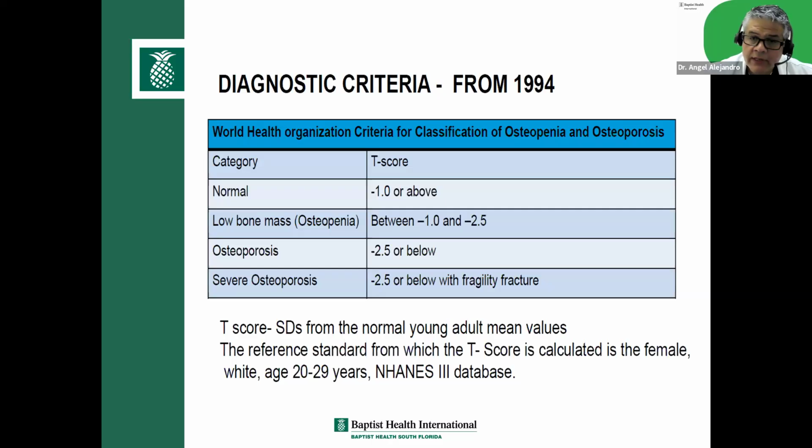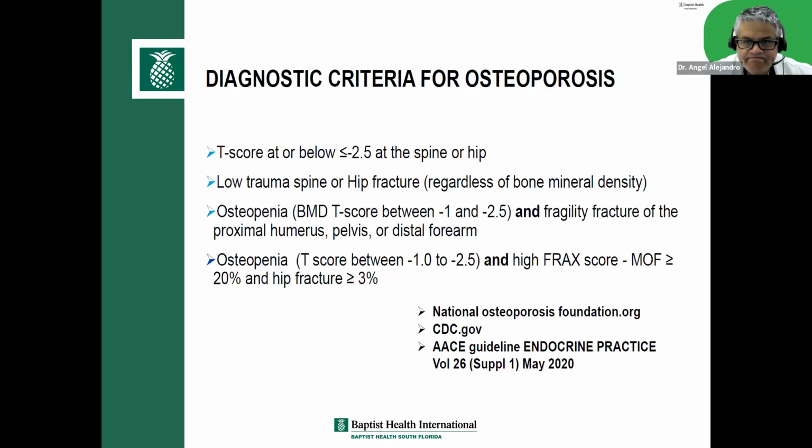These are negative numbers. That 0 is the goal. Less than -2.5 is considered osteoporosis. So as I mentioned on the earlier slide, it's simple. Less than -2.5, you have osteoporosis. But what about those patients that have osteopenia, between -1 and -2.5? What do you do with them?